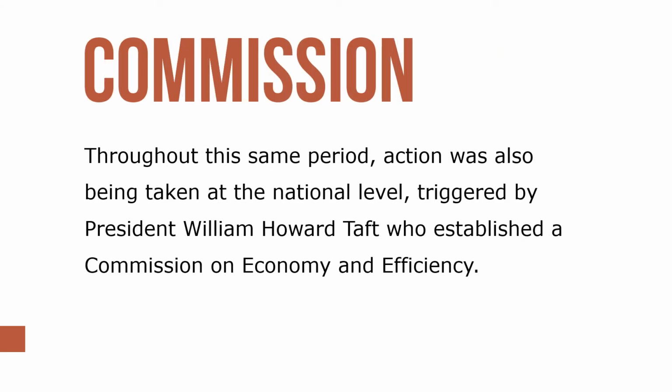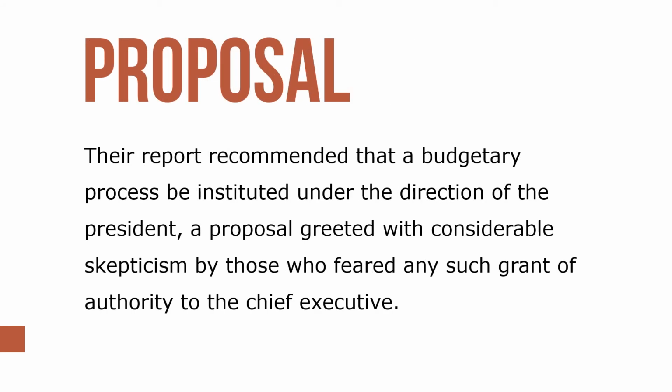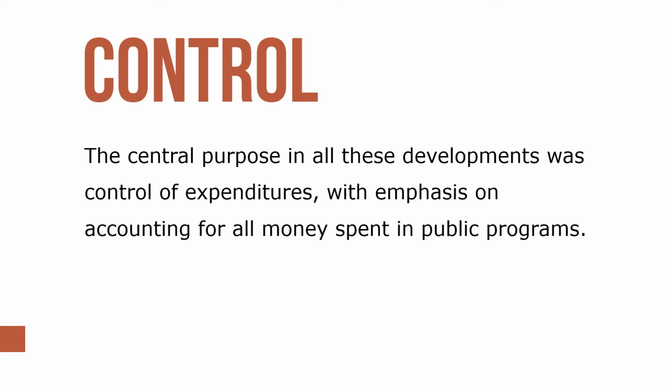Throughout this same period, action was also being taken at the national level, triggered by President William Howard Taft, who had established a commission on economy and efficiency. This generated a report which recommended a budgetary process be instituted under the direction of the president, a proposal greeted with considerable skepticism by those who feared any such grant of authority to the chief executive. The critical purpose in all these developments was to control expenditures, with an emphasis on accounting for money spent in public programs.